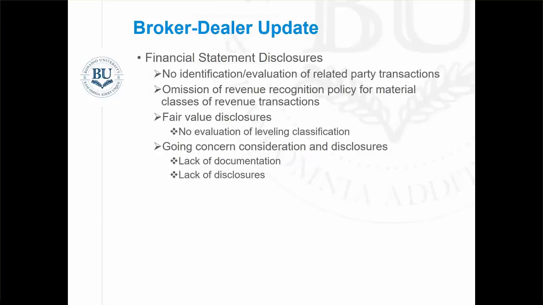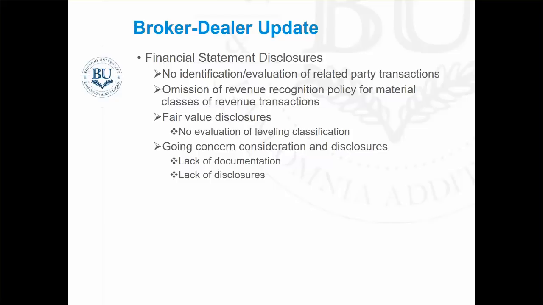Shifting over to the financial statement disclosure process, the findings here relate to related party transactions. There was no identification of them or evaluation of whether there were related party transactions. There were no revenue recognition policies for material classes, which goes back to one of the earlier findings of there not being an understanding of the revenue transactions and revenue processes. For fair value disclosures, there's no evaluation of leveling classifications, so just ensure that we have audit evidence in the binder as it relates to the leveling of the transactions.